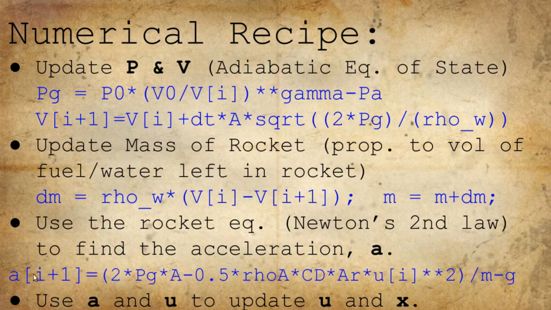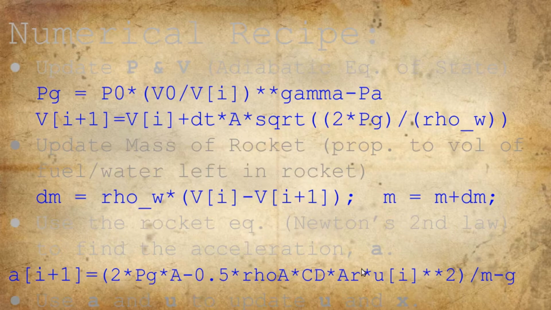So that looks like the new a is going to be 3 terms, this 2PgA minus 1/2 rho C_d squared A_r u_i squared. And let's identify those terms. And then a final term, just g, the weight of the rocket. So we've got thrust, which is caused by the pressure of the gas pushing through this nozzle. Pressure is force per unit area, times area gives us a force. And we're dividing by mass, remember? So force divided by mass gives us the acceleration we're looking for.